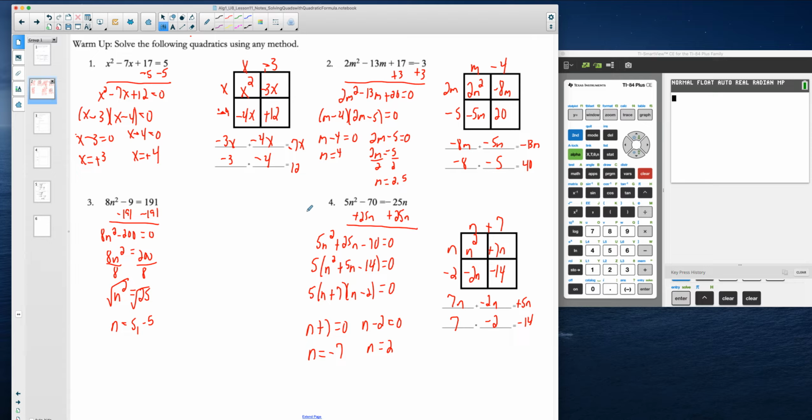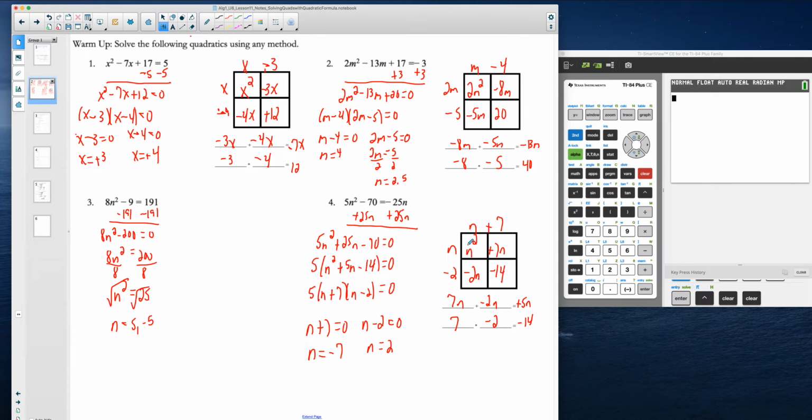All right, and then finally, number 4 here. So I need to get this equal to 0, so I'm going to add 25n to both sides. Now, notice, unlike our prior 3 problems, there are no like terms here, so I just have to bring each term down individually. So 5n squared comes down, the 25n would come down as a positive 25n, and that negative 70 would come down right here. Now, once we've done that, we do have a GCF here of 5. And notice factoring out that 5 is going to make this a little bit simpler for us when we get to our factoring. So you should get n squared plus 5n minus 14 is equal to 0.